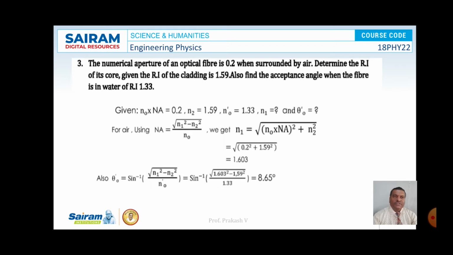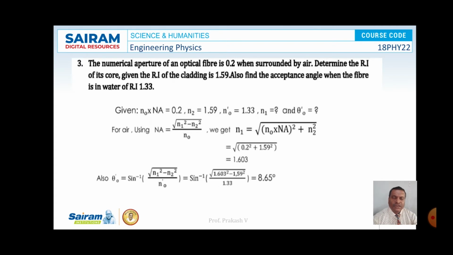Numerical aperture is given by square root of n1 square minus n2 square by n0. Therefore n1 can be written as square root of n0 into NA whole square plus n2 square. Substituting the values, it is square root of 0.2 square plus 1.59 square. On simplification the value of n1, that is the refractive index of core, is 1.603.